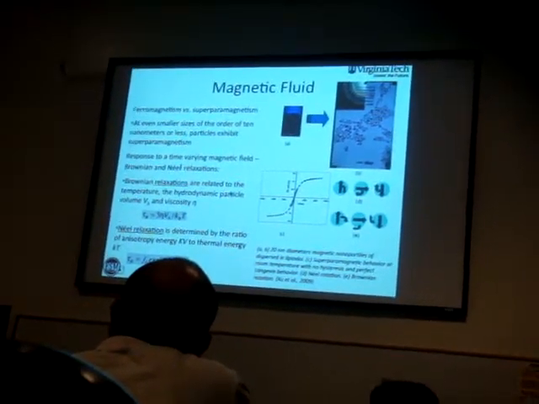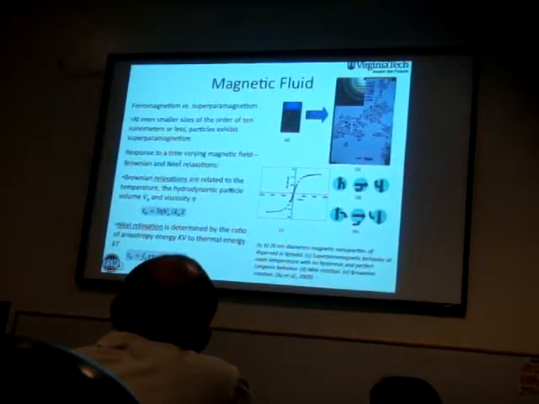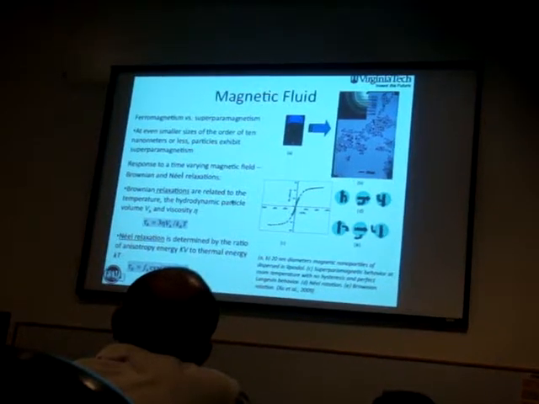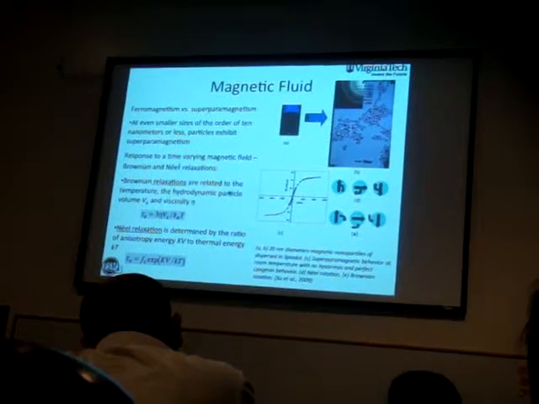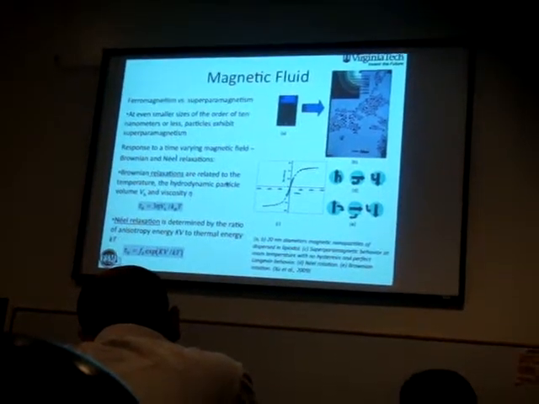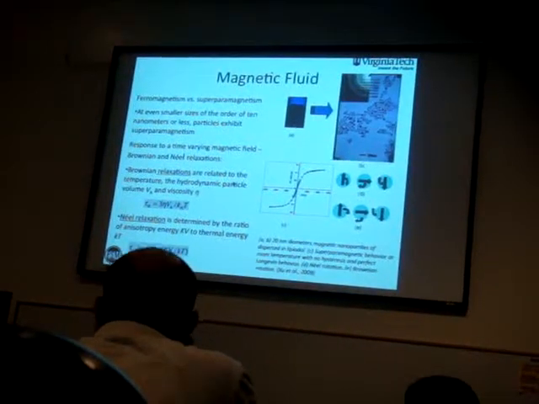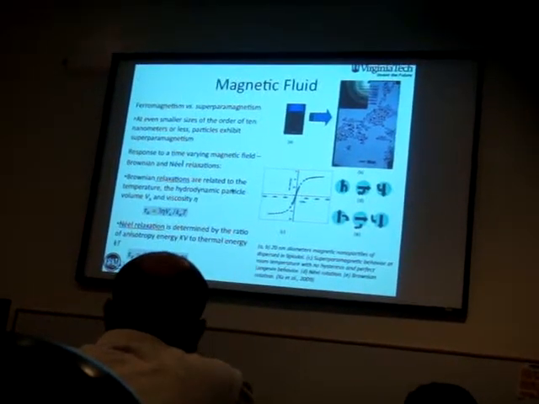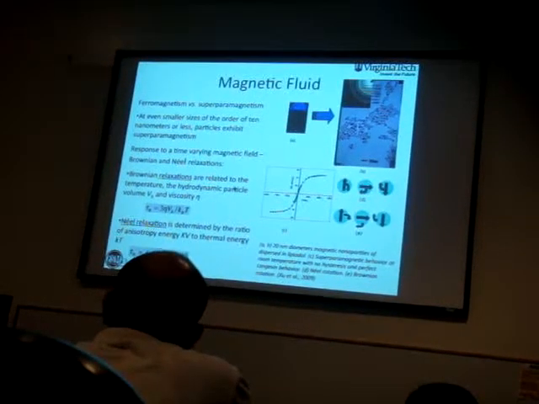Now with Néel relaxation with very, very small magnetic particles, it's also possible to do that. But the relaxation time is so rapid that it's not as effective. You would have to take hours as opposed to minutes to accomplish the heating with Néel relaxation as you would do with Brownian relaxation.